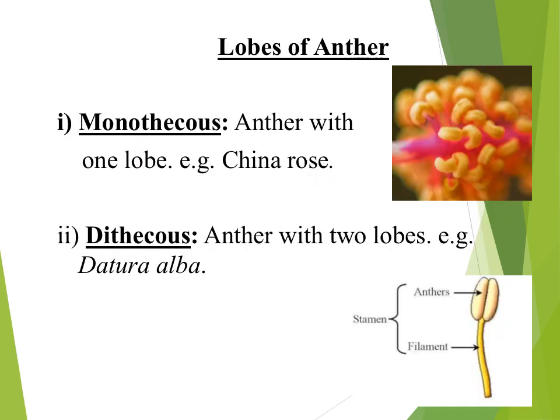Okay, lobes of anther. The anther may contain one chamber or two lobes. Anther with one lobe can easily be examined in the China rose, and it is monothecous. Dithecous is when the anther has two lobes. Thuja alba is an example. Now in this diagram you can easily observe the kidney shape or the bean shape structure present in monothecous. It's monothecous, a one-chambered anther, whereas here it is the bilobed structure known as a dithecous anther.